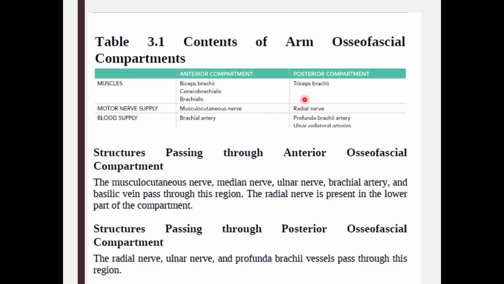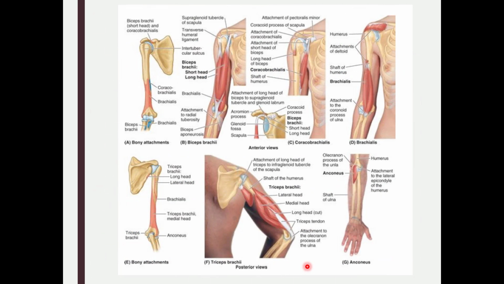The radial nerve is the nerve of the posterior compartment of the arm, and the profunda brachii artery, which is the deep branch of the brachial artery, and the ulnar collateral arteries, these are the blood supply of the posterior compartment of the arm. Now, the structures which are passing through the posterior osseofascial compartment are the radial nerve, the ulnar nerve, and the profunda brachii vessels which pass through these regions.